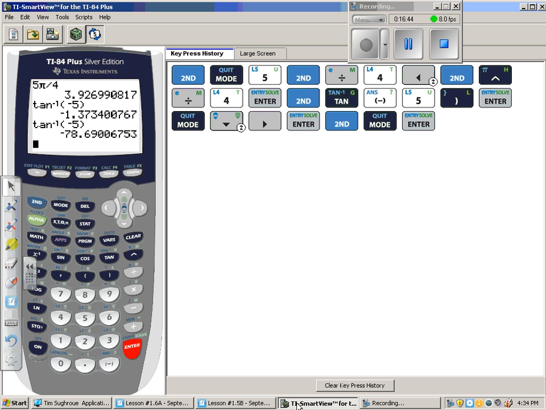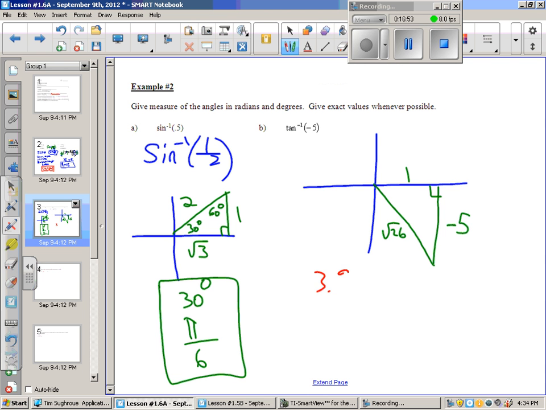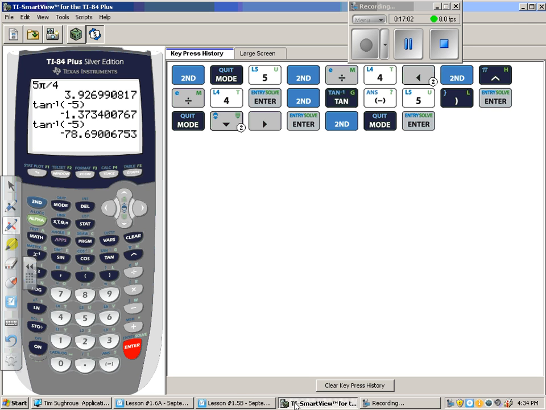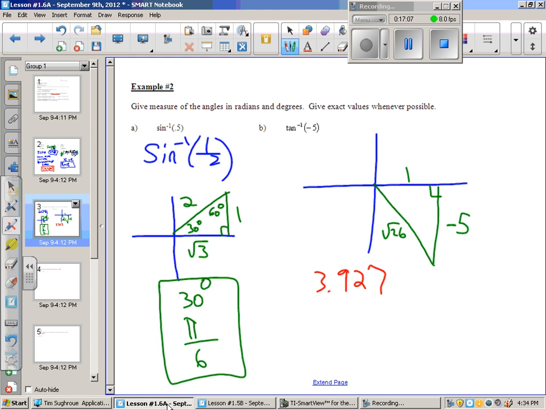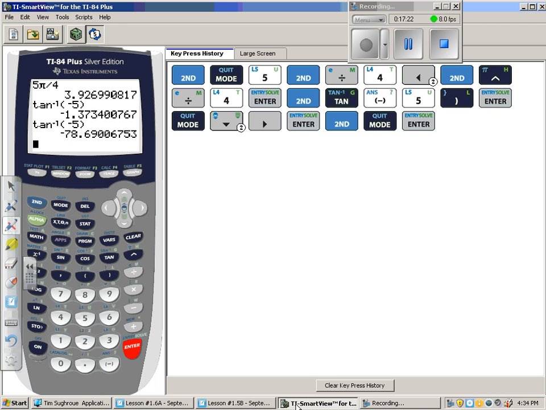Let's write those down again. Write the radian one down first. You don't have to put anything after it when it's radians. No symbol is fine. And then negative, well, I wrote down the wrong number though. -1.373. Sorry about that. And then we'll go back to the angle in degrees, which is -78.690.